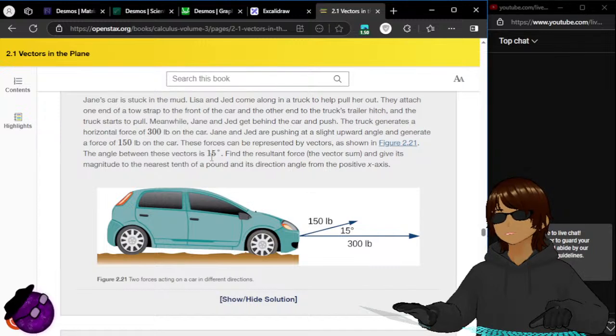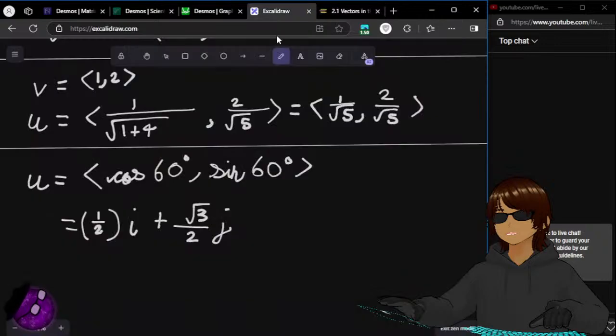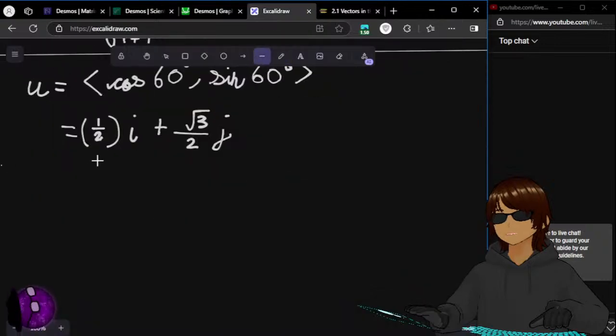The angle between these vectors is 15 degrees. Find the resultant vector force, give its magnitude to the nearest tenth of a pound and its direction angle from the positive x-axis. So we just need to do 150 times cos 15, basically this.